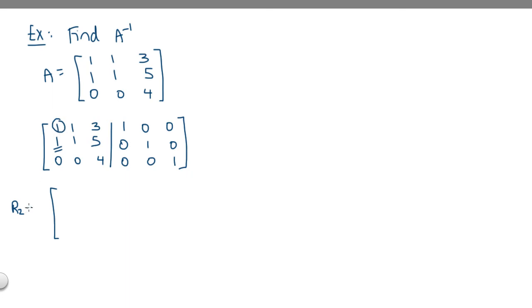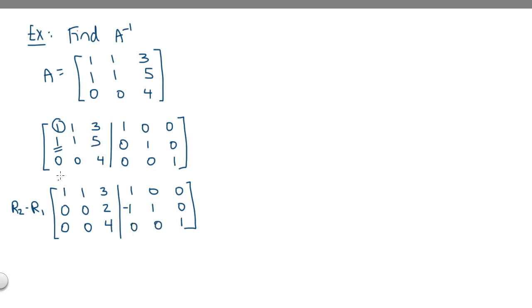So let's do row 2 minus row 1. And we'll get 0, 0, 2. And we'll have negative 1, 1, 0, as long as we do row 2 minus row 1 all the way across here. So let's recopy our other 2 rows. Those ones won't be changing here. So we've now dealt with the first column.